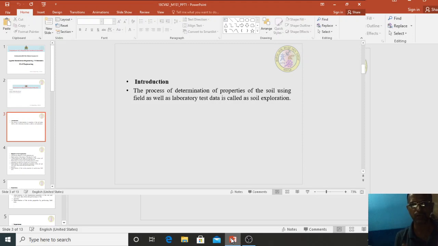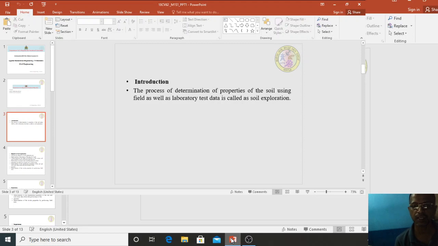That means before constructing any structure on any soil, we should know the strength or load carrying capacity of the soil, what is the settlement behavior of the soil, and what are the permeability characteristics of the soil. These three are called the engineering properties of the soil. They are interrelated: unless the strength is determined, we cannot judge the safe bearing capacity of the soil.